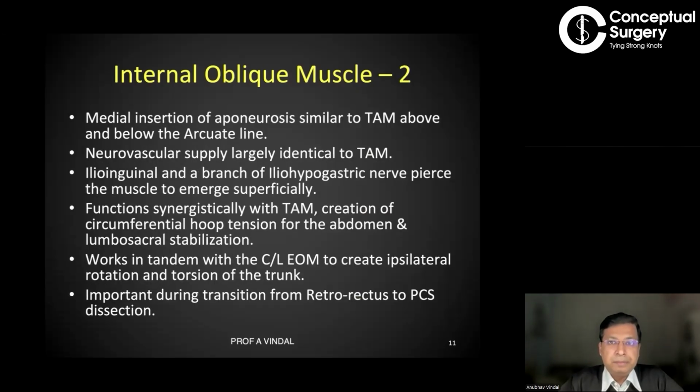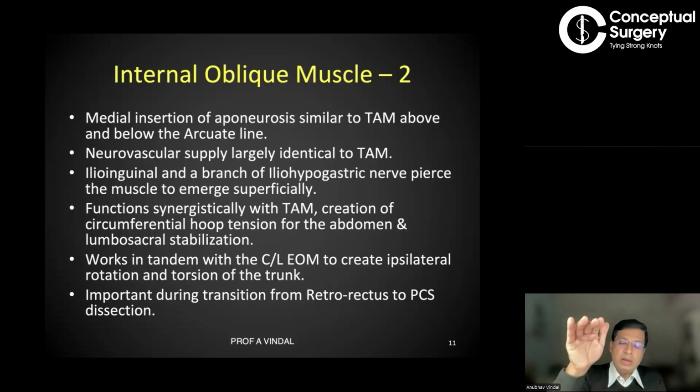Now, the medial insertion of the internal oblique is very peculiar. It also becomes aponeurotic as it goes medially, just like the external oblique muscle. So whereas the external oblique aponeurosis solely gives rise to the formation of the anterior rectus sheath, the aponeurosis of the internal oblique is unique in that above the level of the arcuate line, it splits into two, and the anterior component goes along with the aponeurosis of the external oblique to form the anterior rectus sheath.